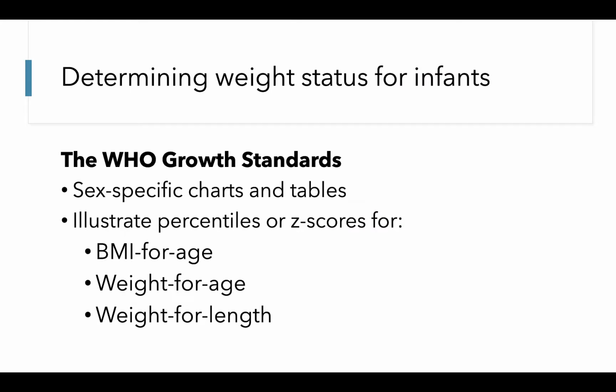Instead of using the CDC growth charts, we use the World Health Organization growth standards, which are very similar to the CDC growth charts in that they provide age and sex-specific charts and tables that we can use to calculate standardized weight status metrics for infants. We have a couple different options for what metric we can use, but these growth standards illustrate percentiles or z-scores for BMI for age, weight for age, or weight for length.